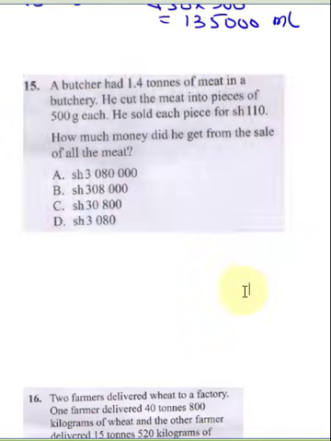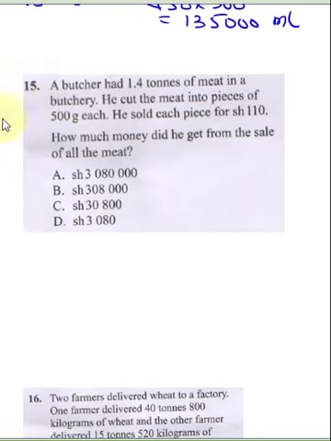Question 15 says a butcher had 1.4 tons of meat in a butchery. He cut the meat into pieces of 500 grams. He sold each piece for 110 shillings. How much money did he get from the sales of all meat?